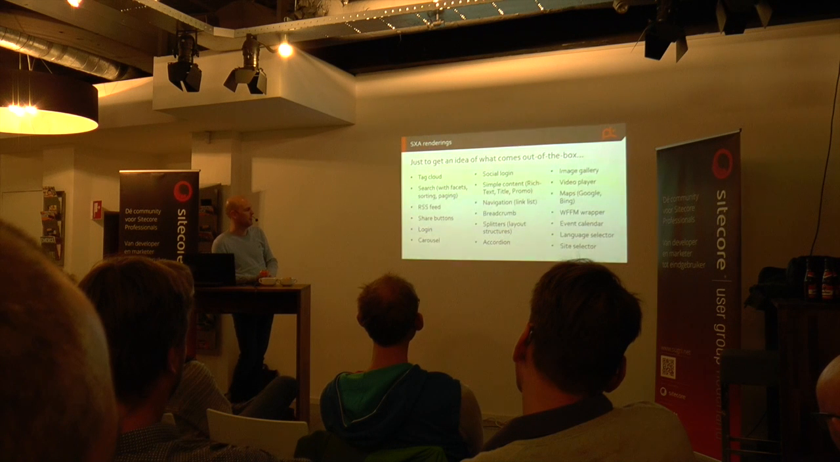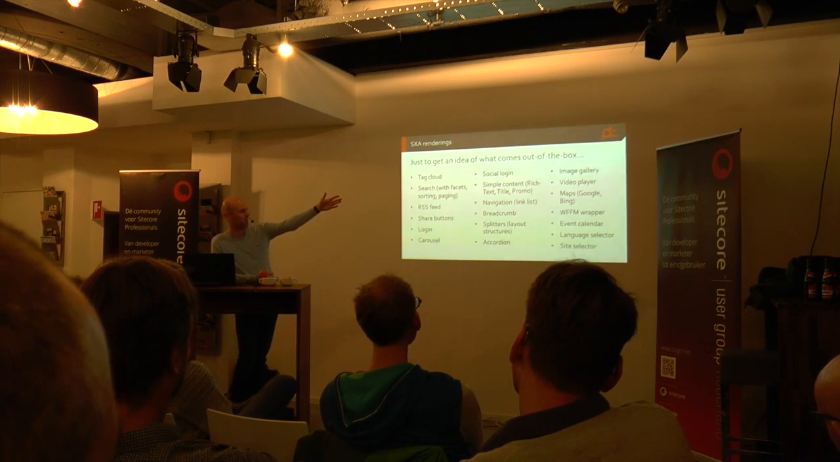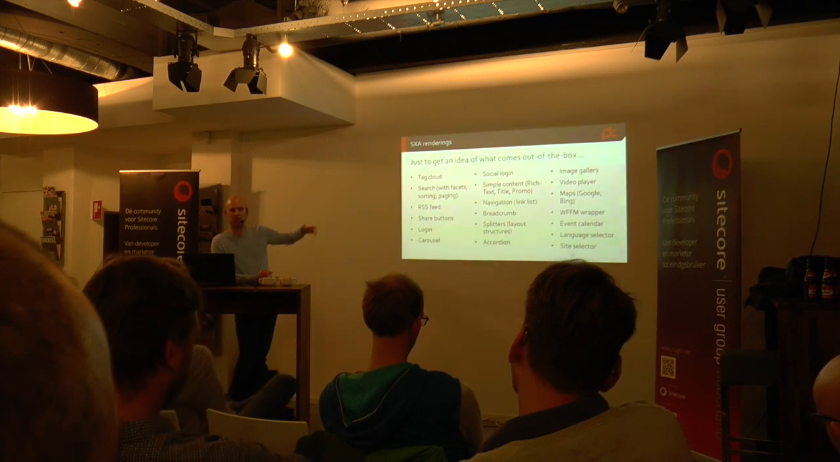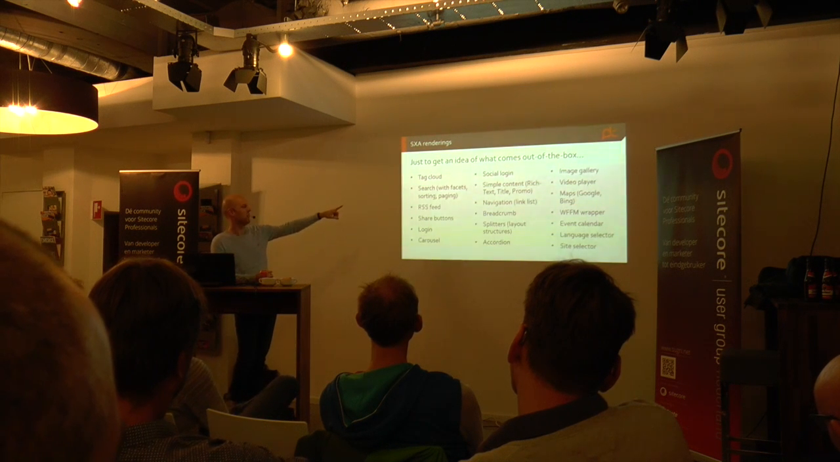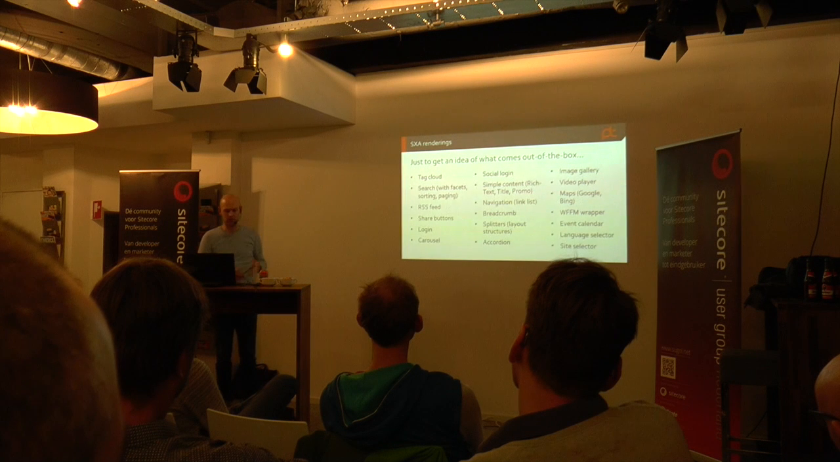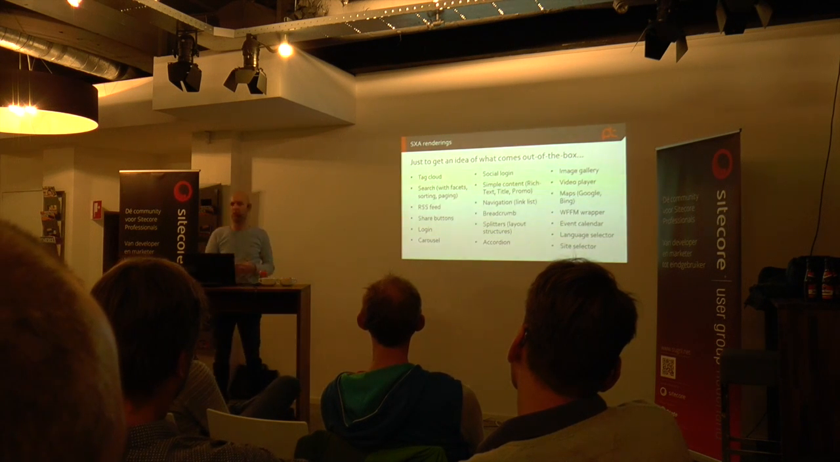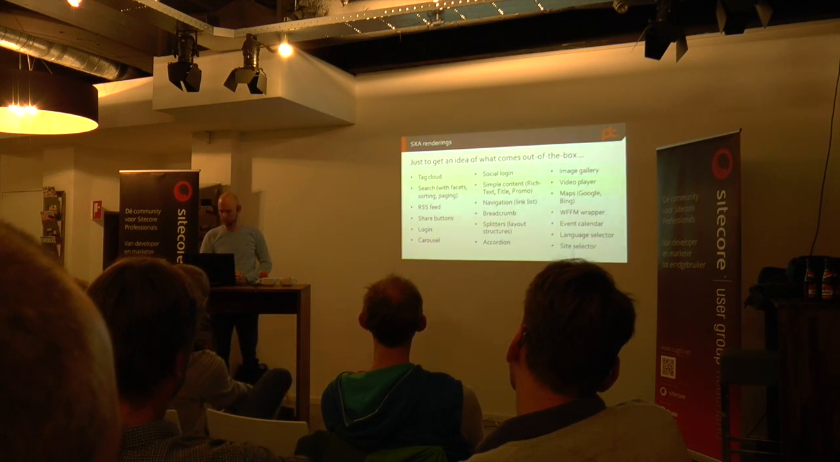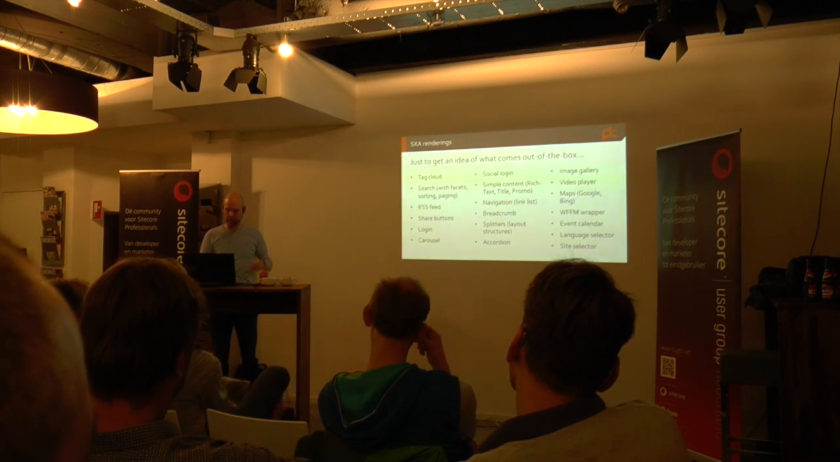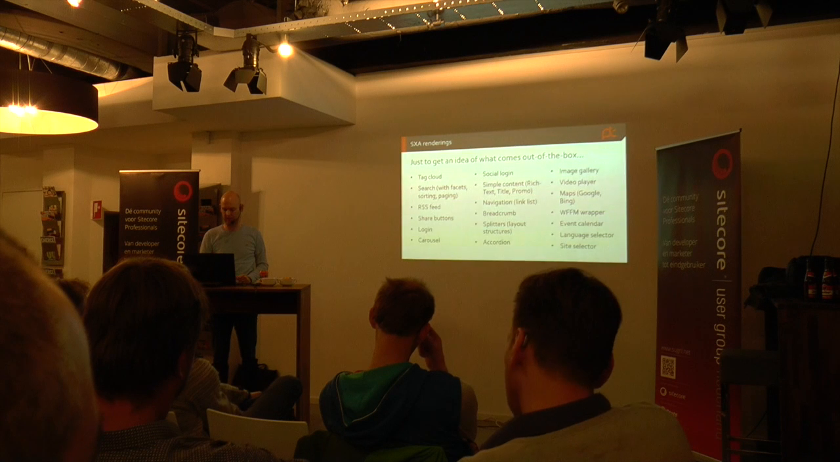But if you need a breadcrumb, a navigation, carousel, accordion, language selector, maps, video player, that's all the stuff that you spend so much time on doing over and over again. That is now out of the box. The search is also a nice one. It has quite a lot of functionality. So unless you have an e-commerce site with hundreds of thousands of products, I guess this search will do. And of course you can create your own SXA renderings and add them to that list.